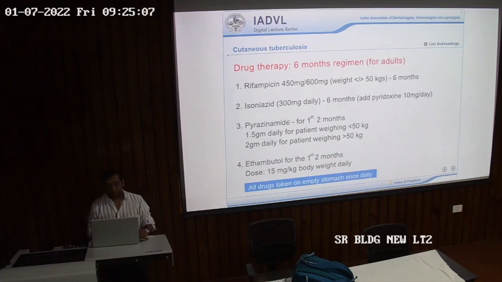Rifampicin 450 mg or 600 mg for weight less or more than 50 kgs for 6 months. Isoniazid 300 mg daily for 6 months. And pyrazinamide for the first 2 months: 1.5 grams daily for patients weighing less than 50 kgs and 2 grams daily for patients weighing more than 50 kilograms. Ethambutol for the first 2 months, dose 15 mg per kg body weight daily.